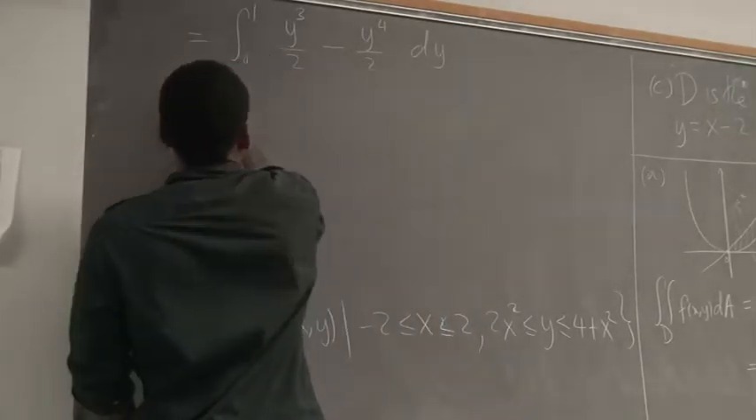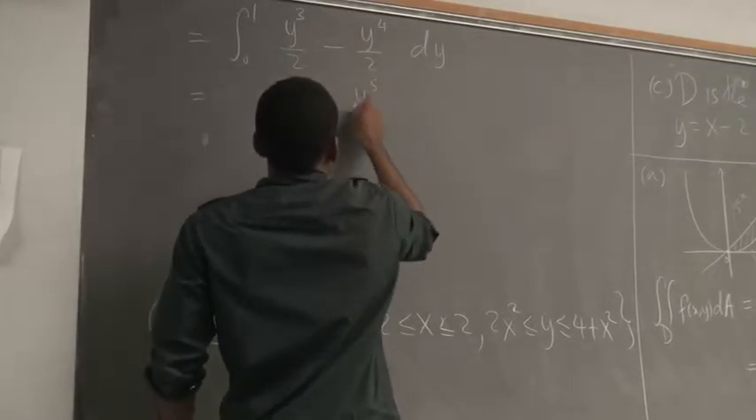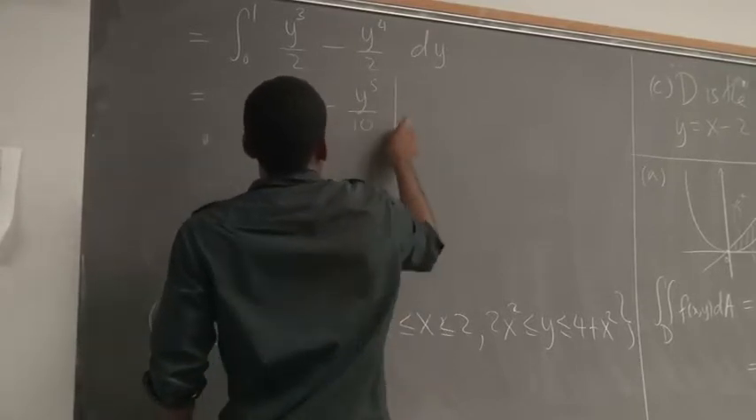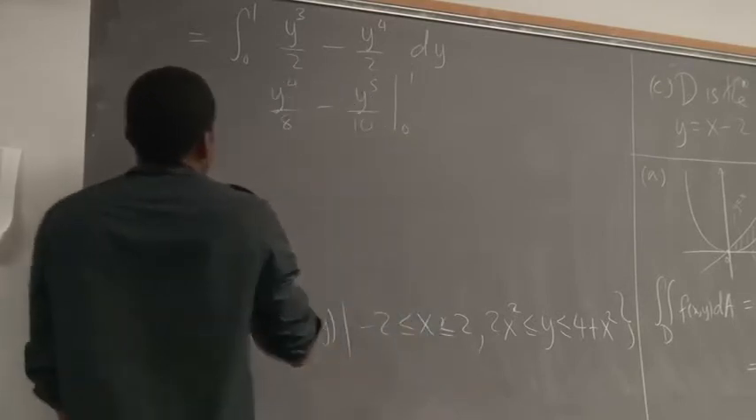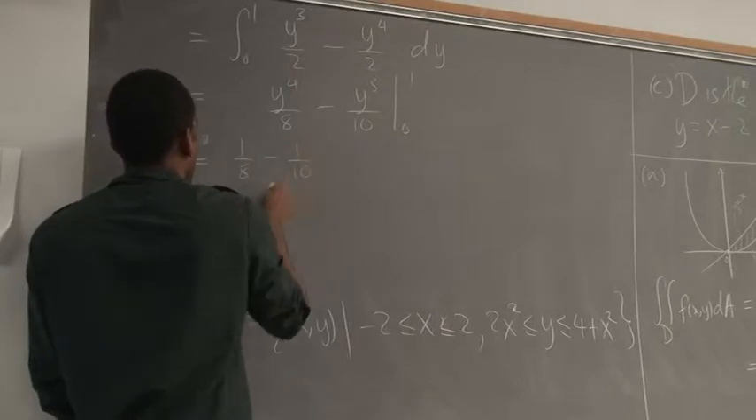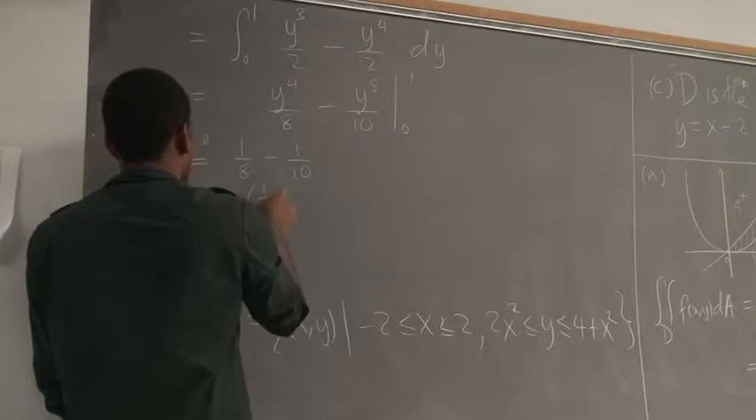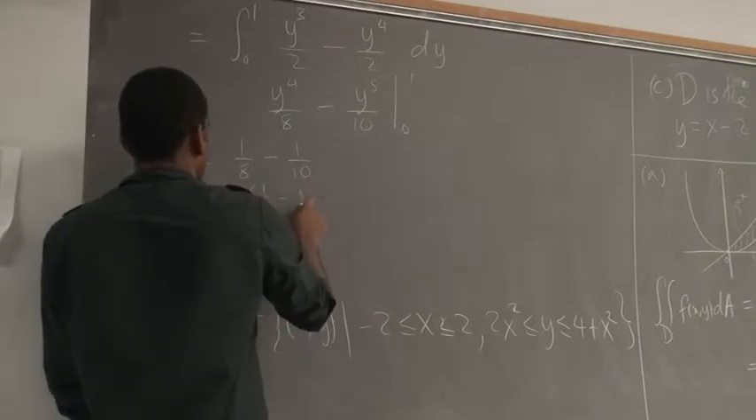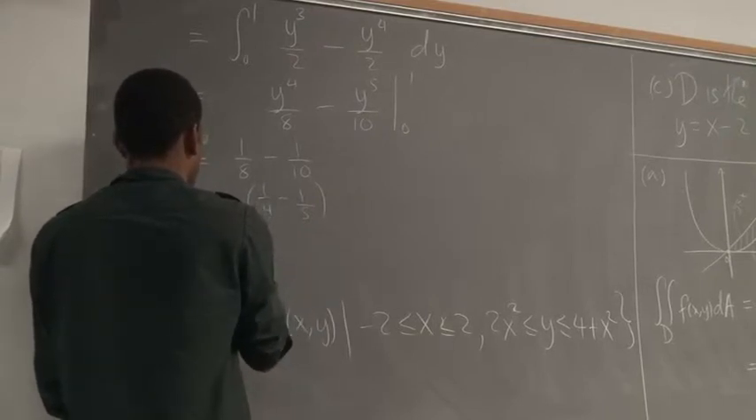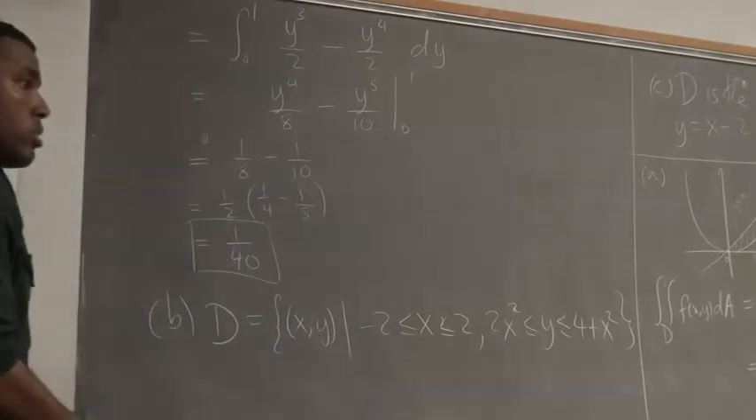So now you just do that. So here you have y to the 4 over 8 minus y to the 5 over 20. So this is just 1 over 8 minus 1 over 10, which is what? Take out the 2 again. Okay.